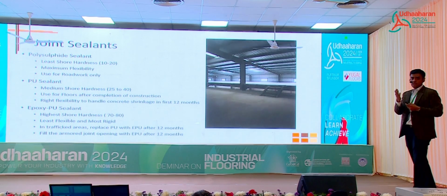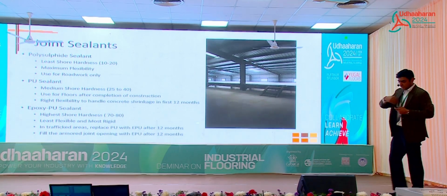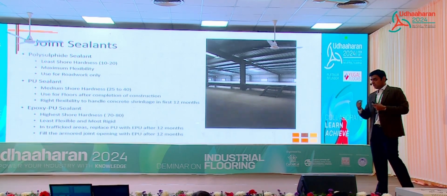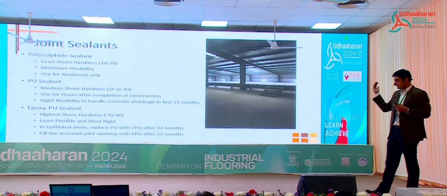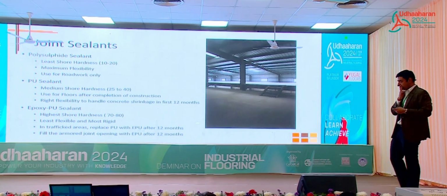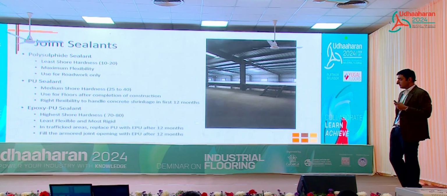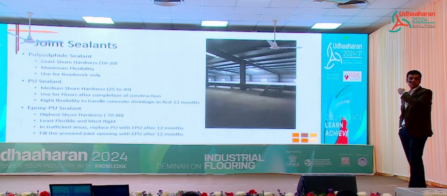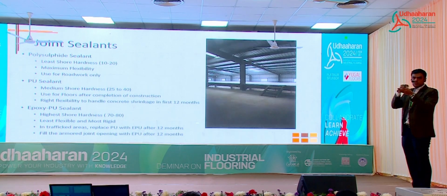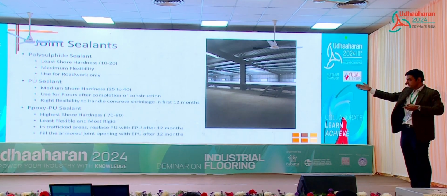And then after 12 months, wherever you have MHE movement or wherever you have traffic, you should remove the PU sealant and replace it with an epoxy PU sealant. That has a shore hardness of about 70 to 80. You should also fill the armored joints. Your armored joints will open after 12 months, about 10-12 mm. Fill that also with an epoxy PU sealant.